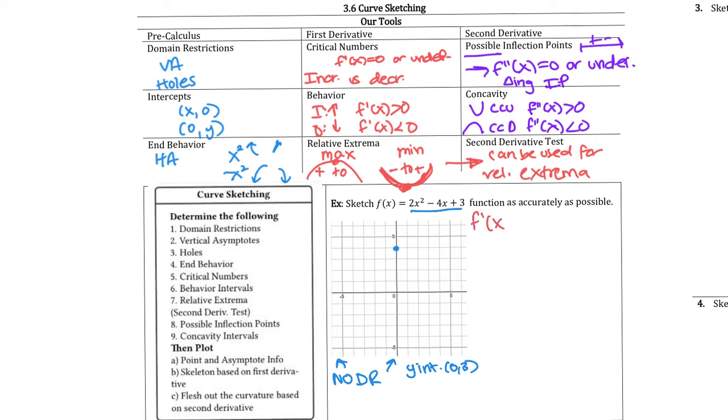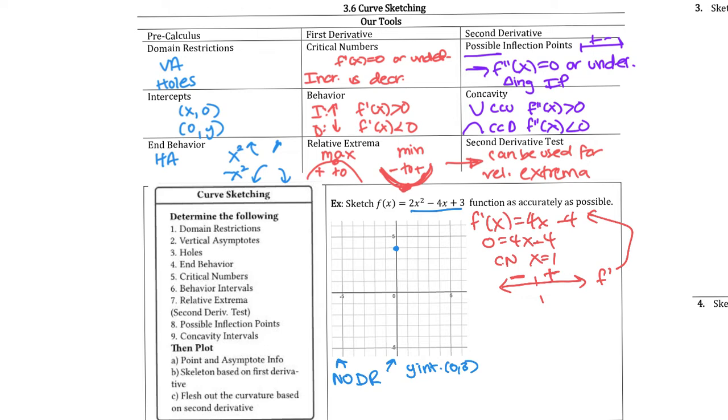If we find our first derivative, we would get 4x minus 4. So where is this equal to 0? When x is 1. So our only critical number is x equals 1. So we're going to make a number line where we plug numbers into our first derivative. If I plug in something smaller than 1, like 0, I would get negative 4, so I get a negative number. If I plug in something bigger than 1, like 2, I would get 4 times 2 is 8, minus 4, which is going to be a positive number.